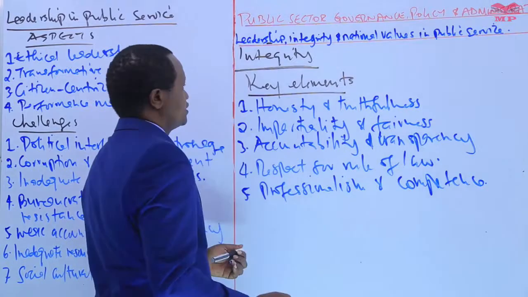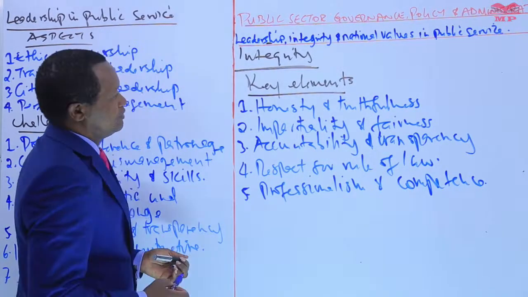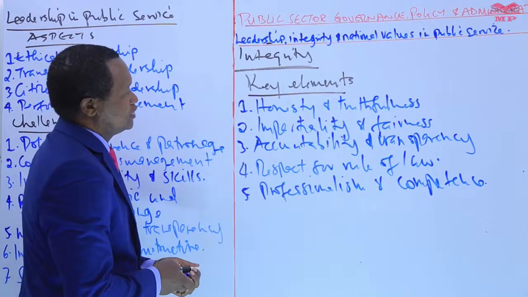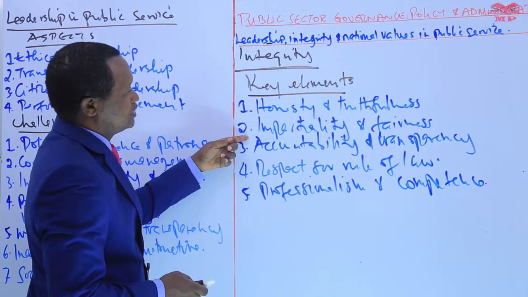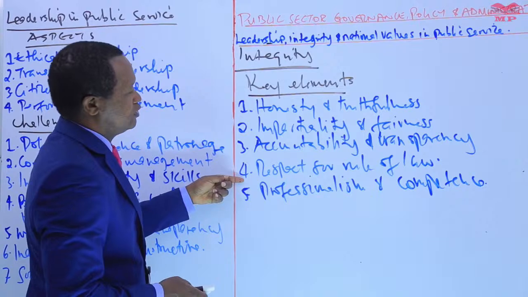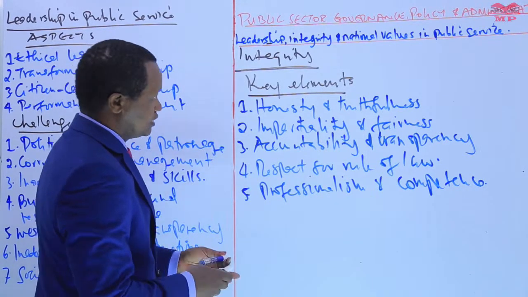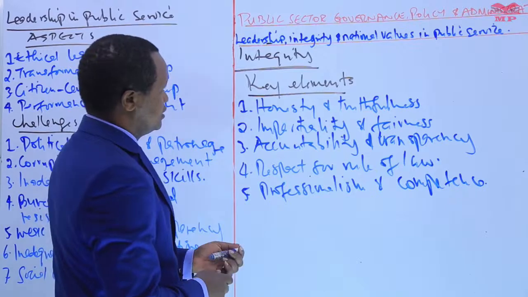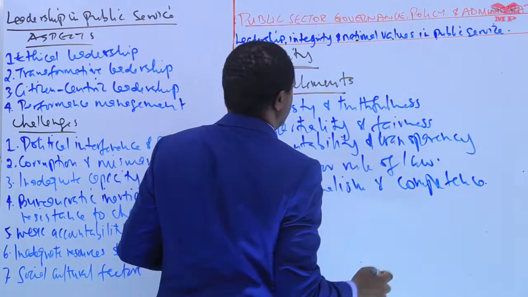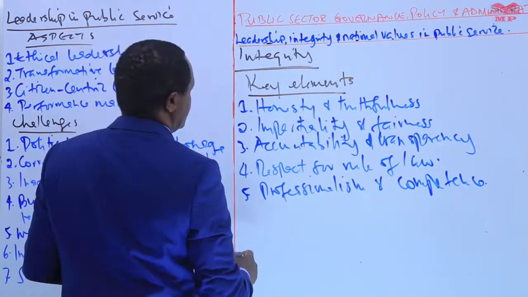So these are 5 key elements of integrity in the public service. 1, honesty and truthfulness. 2, impartiality and fairness. 3, accountability and transparency. 4, respect for the rule of law. 5, professionalism and competence. So let's now analyze the national values in public service.